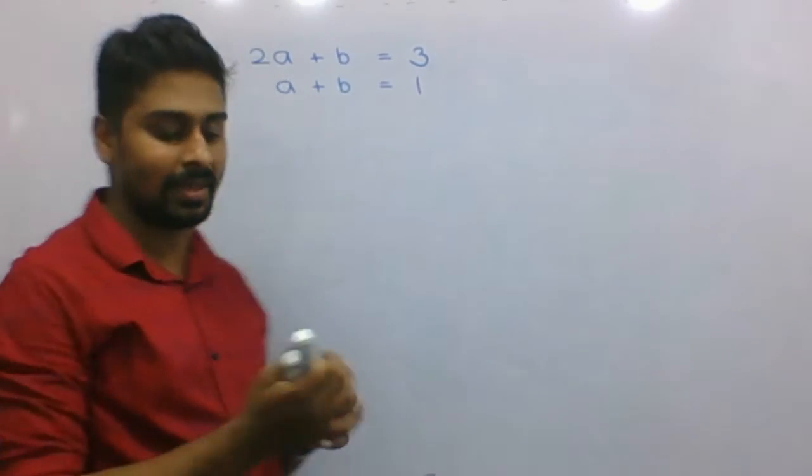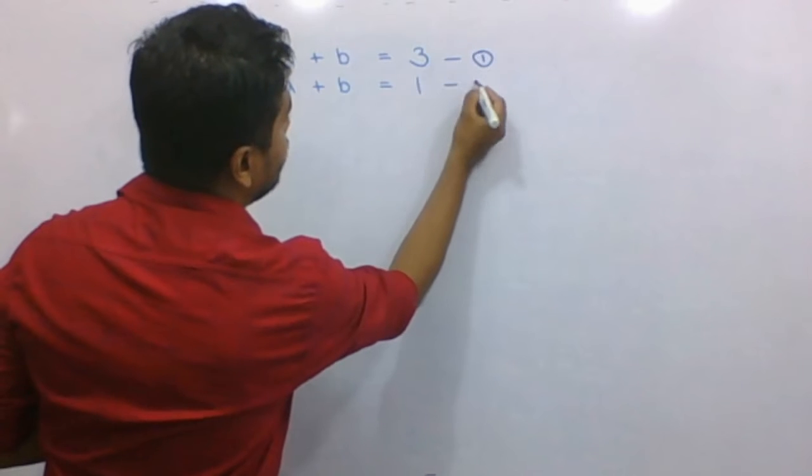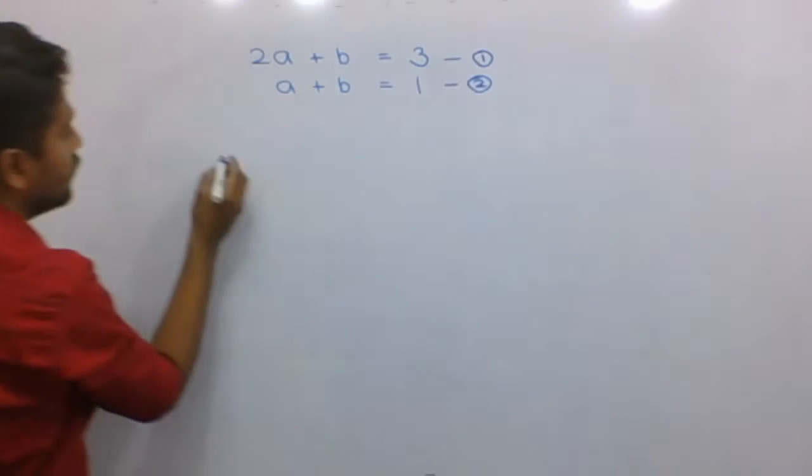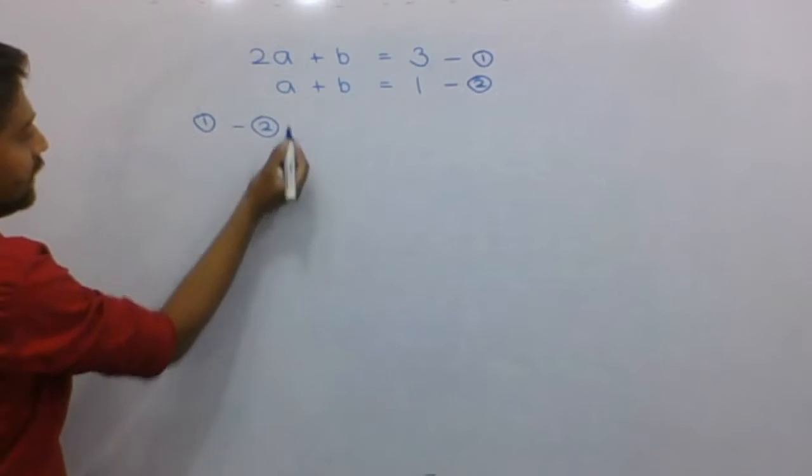In the question I mentioned earlier, right, let's do it. First of all, number the equations. Okay, we numbered them. Right? So I'm going to do first equation minus second equation.